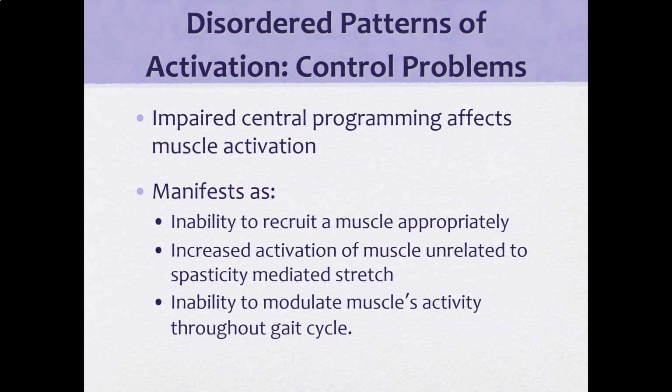Disordered patterns of activation, control patterns, impaired central programming affects muscle activation, manifests as inability to recruit a muscle appropriately, increased activation of muscle unrelated to spasticity-mediated stretch, inability to modulate muscle activity throughout the gait cycle.